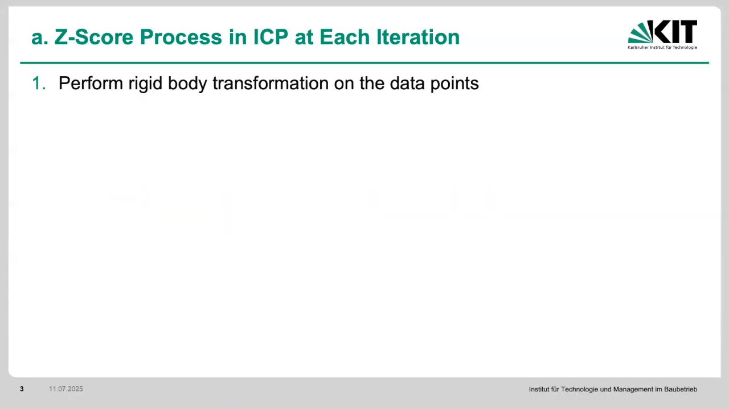We talked about, especially in the second lecture, outlier detection using linear regression. And we talked about the z-score. So how is the z-score going to be implemented and applied to iterative closest point registration? We perform the exact same steps that we performed for our linear regression, but this time we're going to do it for our rigid body transformation, right?